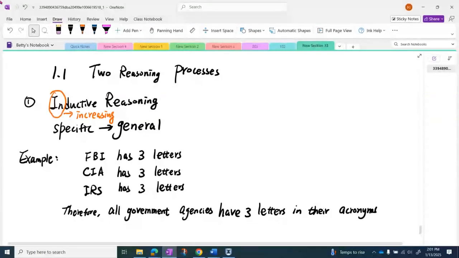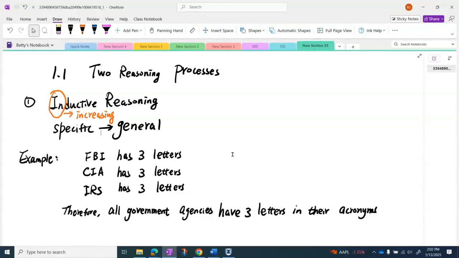I can give you another example for inductive reasoning. Let's say blue jays have wings, sparrows have wings, scissortails have wings, cardinals have wings, robins have wings. I'll give you many cases, right? So all the birds have wings.